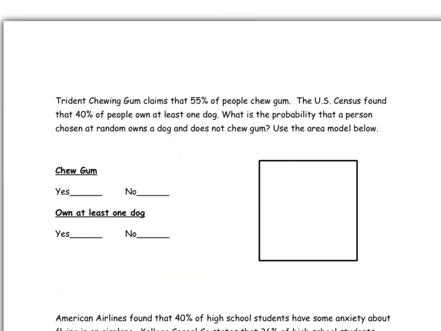Second example, Trident Chewing Gum claims that 55% of people chew gum. The U.S. Census found that 40% of people own at least one dog. What is the probability the person chosen at random owns a dog and does not chew gum?